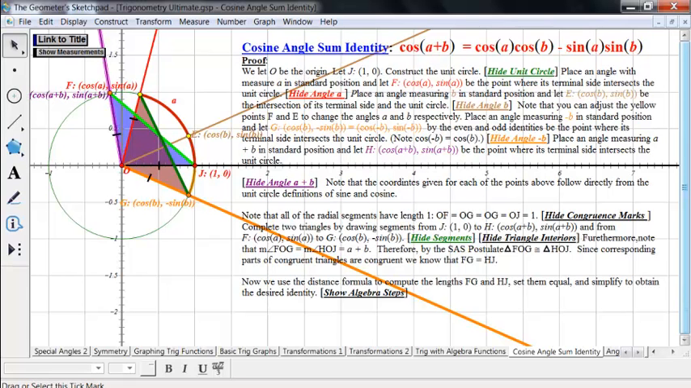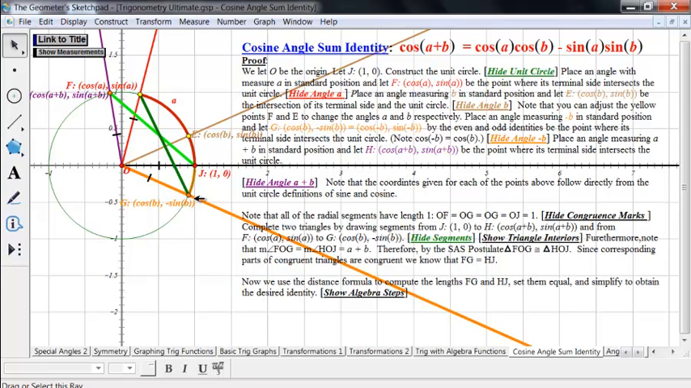Well, that makes the two triangles congruent by the side-angle-side postulate. Now, since they're congruent, that means the hypotenuses of the two triangles are congruent. So these two green line segments are congruent, the darker one and the lighter one. So H to J is congruent to F to G, because corresponding parts of congruent triangles are congruent.